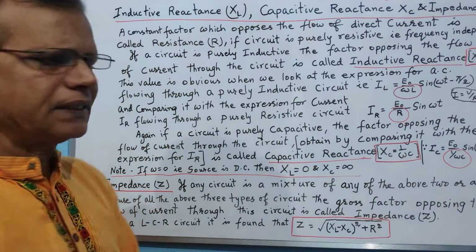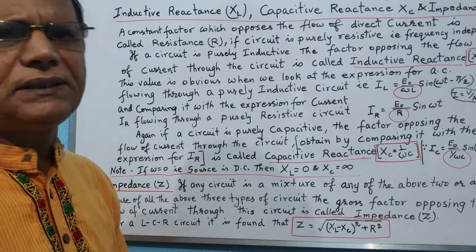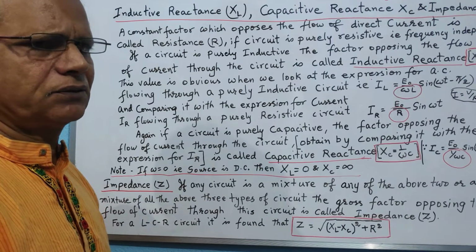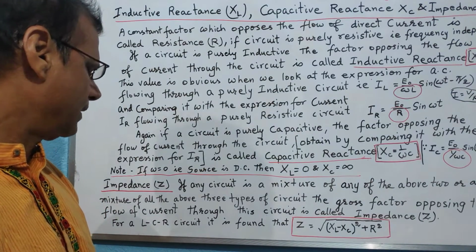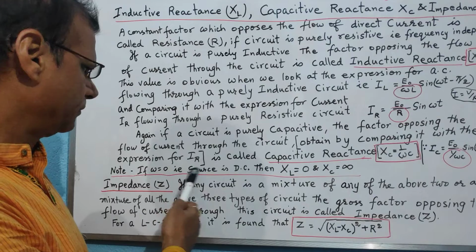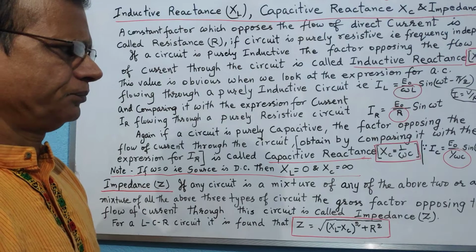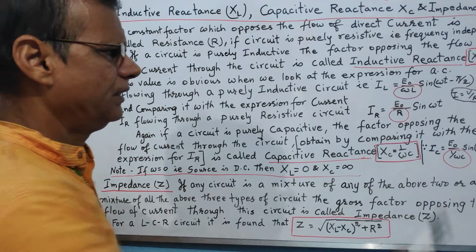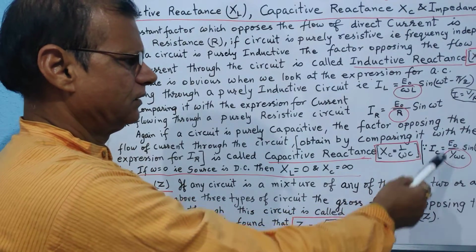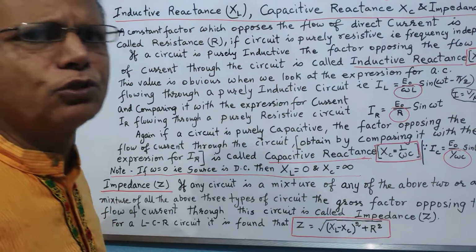Now we can consider a case when omega is taken to be 0. That means a case of a DC source, where the frequency is 0, and for that case XL will be 0 and XC will be infinity. You can understand that if we consider a capacitive circuit, a capacitor, then the opposition to the flow of current will be infinite, very large, because the two plates are separated and there is no continuity.